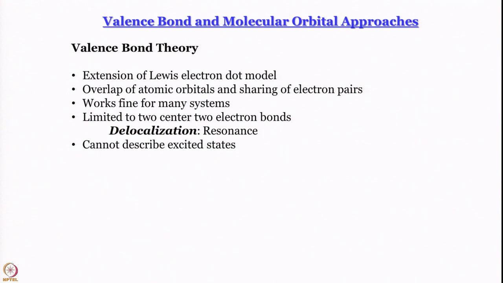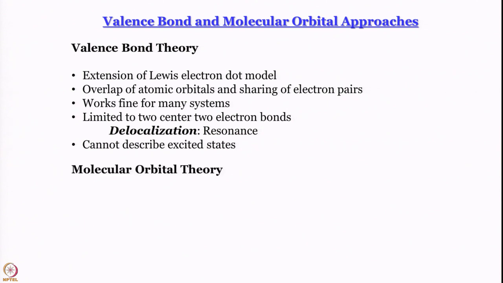And even if you invoke resonance, there is something you cannot do, and that is you cannot access excited states. As we might have mentioned in passing earlier, there is a lot of chemistry in excited states as well. All the photochemistry that you see, the very fact that you see, the process of vision, all that has something or other to do with excited states. And valence bond theory is definitely limited to the ground state only, nothing else. So that is a very, very severe problem with valence bond theory.